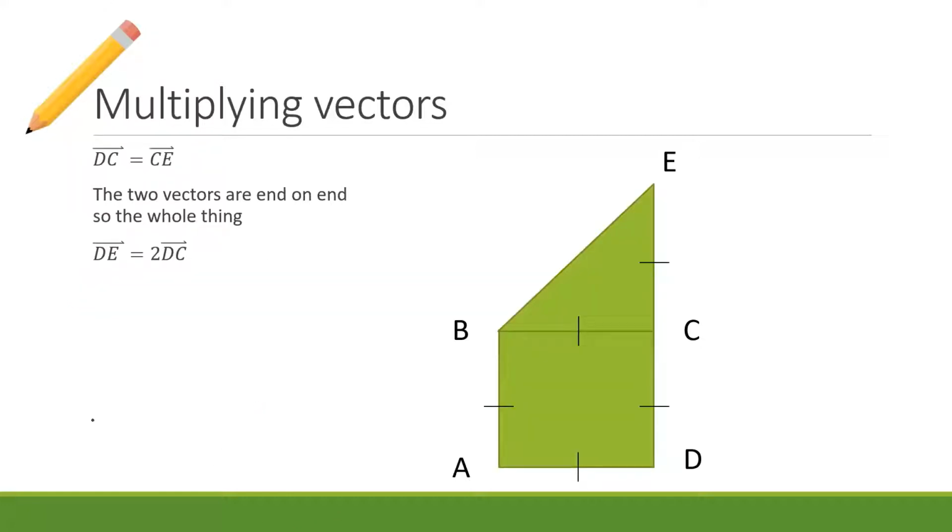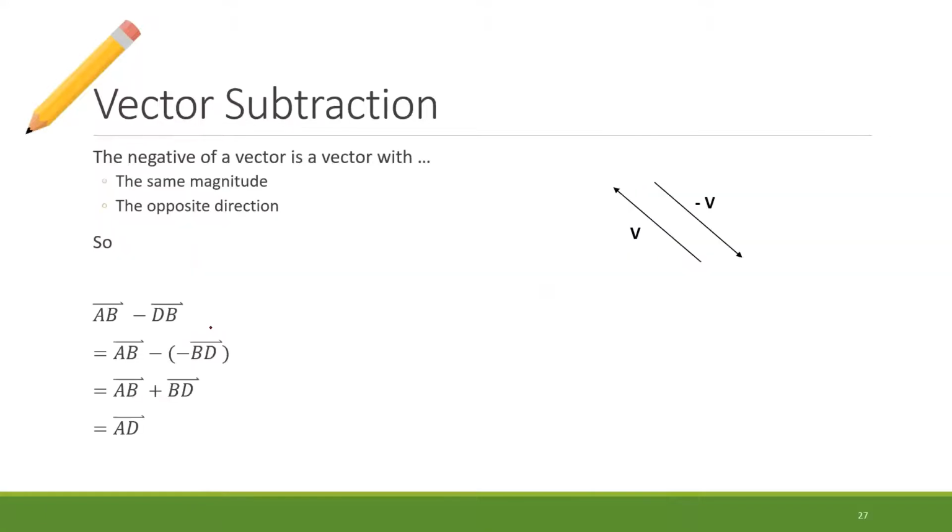And we did an example here where we said DE happens to be the same as 2DC. Because if you look at DE, DE is all the way from the bottom up, which is the same as going halfway and then halfway again, which is why it's 2DC.